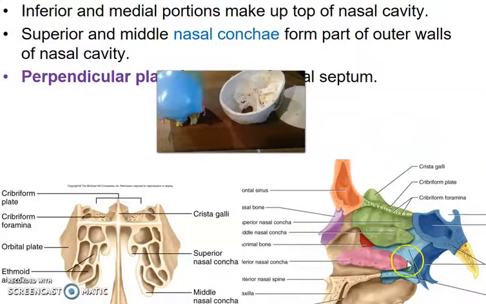Here's the medial view. That's the superior nasal concha. That's the middle nasal concha. We have our cribriform plate right here. And then this pink bone right here, that's the inferior nasal concha bone. So the ethmoid has the superior and middle landmarks. The inferior is actually another bone.